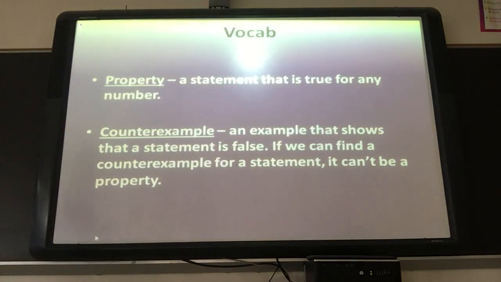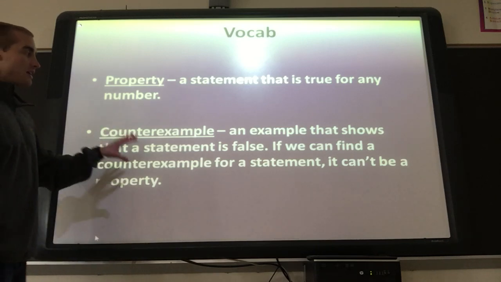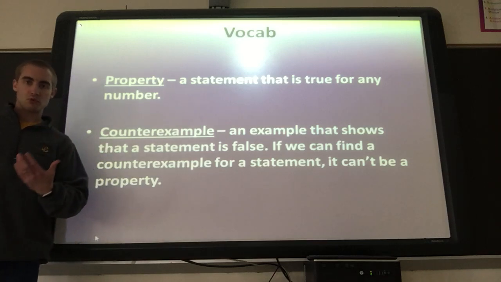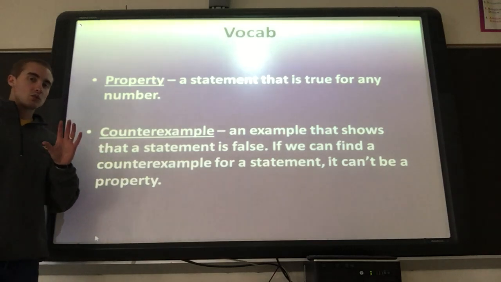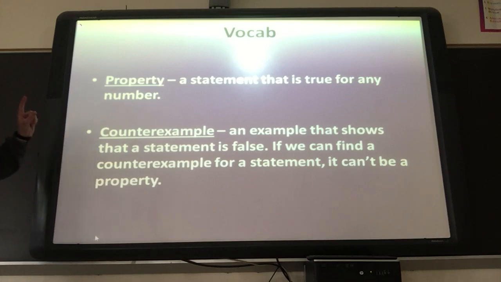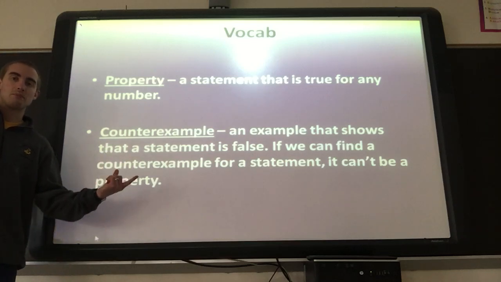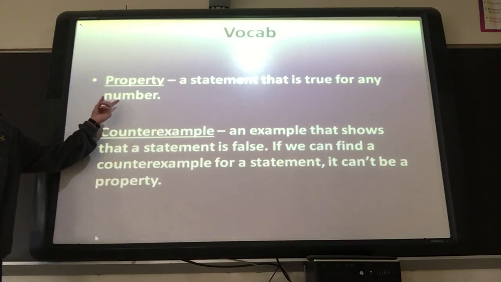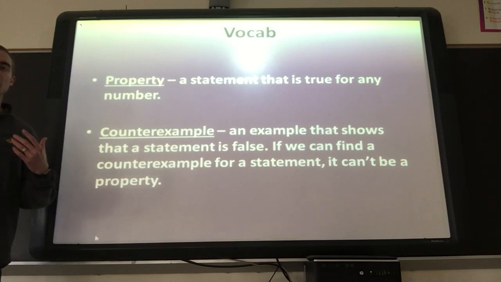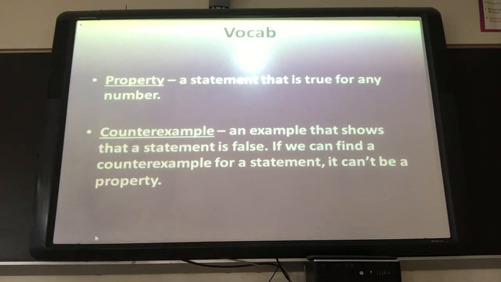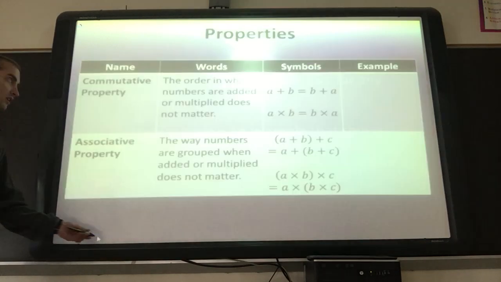The way that we can show if something is a property or not is to figure out, can we show any counterexamples? A counterexample is an example that proves a statement is false. So very important: if we can find just one counterexample for a statement, then it cannot be a property. Because if there's one number or one example that doesn't work, that means it doesn't work for every single number. We're going to be working with some counterexamples at the very end and looking at those to see if a statement can be called a property.